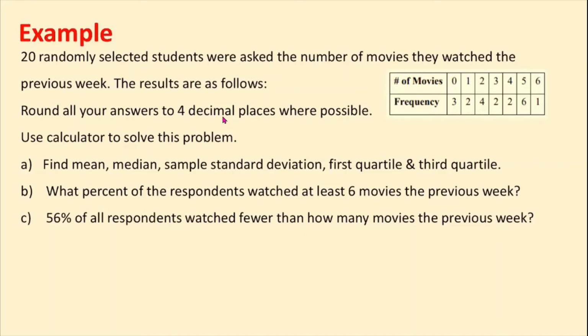So we are trying to round the answer to 4 decimal places here where possible, and we are asked to use a calculator to solve this problem. In the first part, we are asked to find the mean, median, sample standard deviation, first quartile, and third quartile. That's 5 things. So first we are going to enter the data in our TI-84 calculator and try to answer these questions. So let's move to the TI-84 calculator.